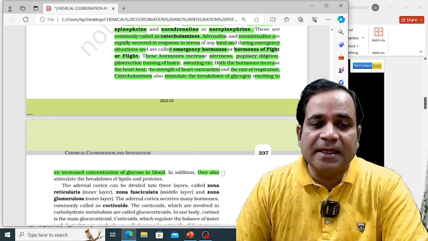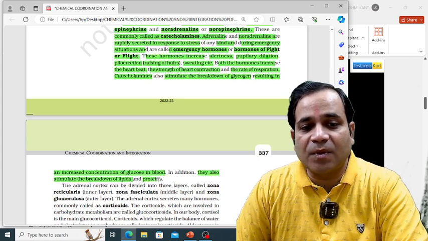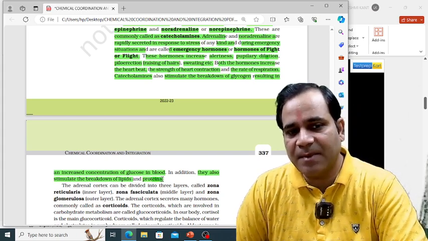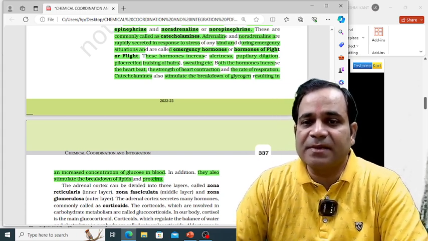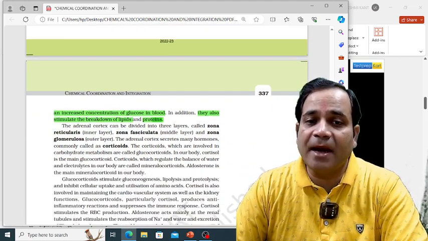In addition, they also stimulate the breakdown of lipids and proteins. Getting my point? So this one is in the adrenal medulla region.